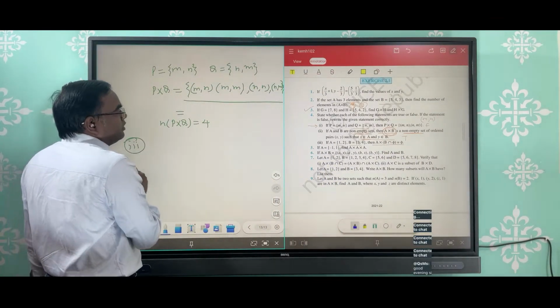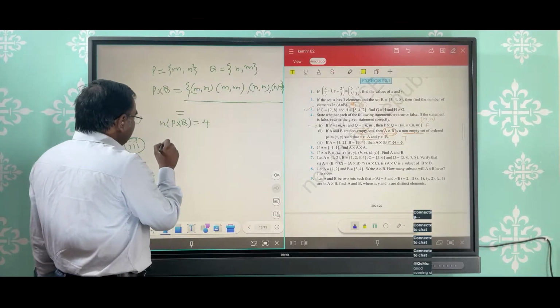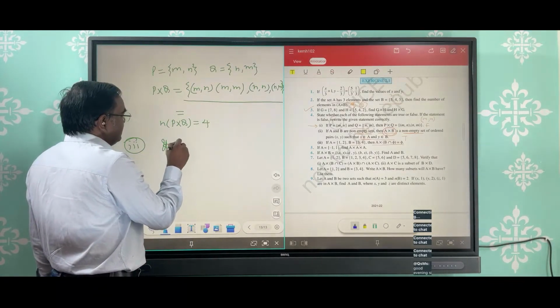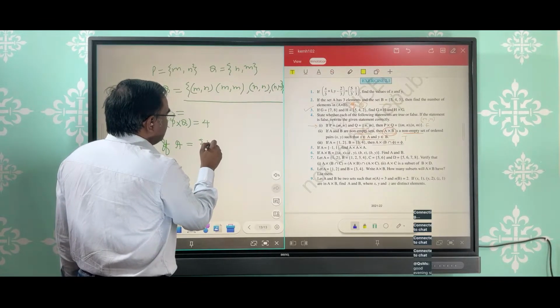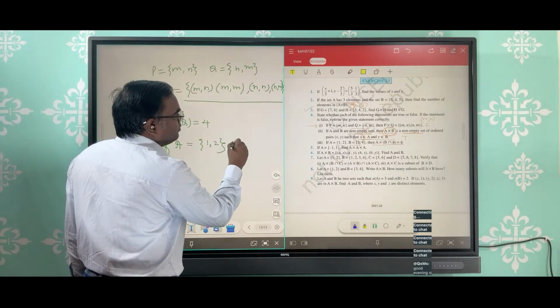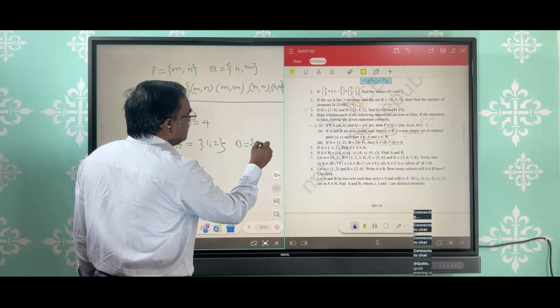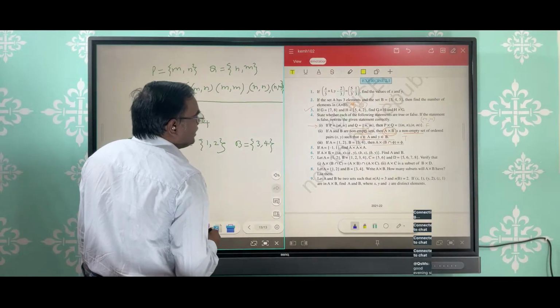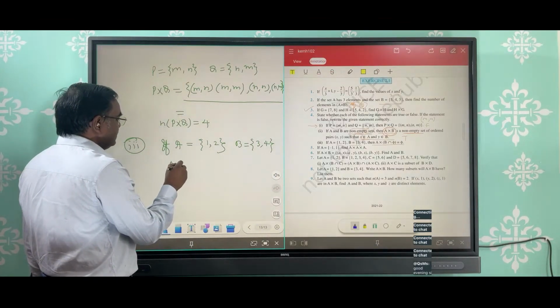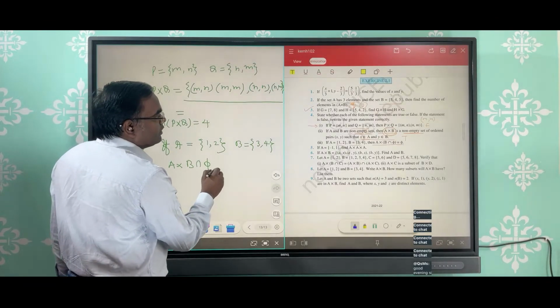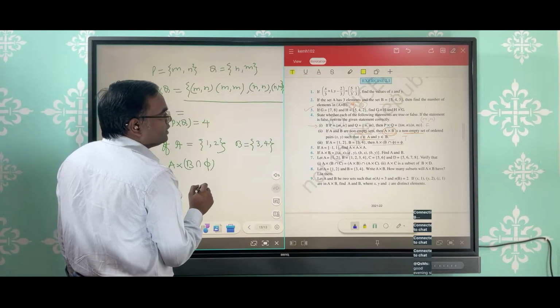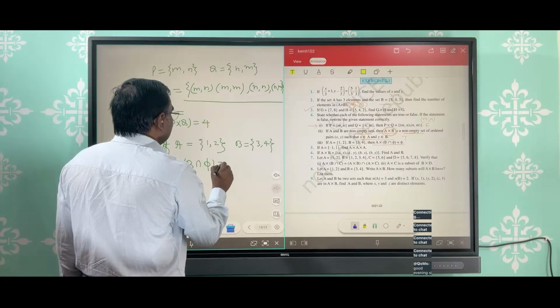What is this? If A is the set {1, 2} and B is the set {3, 4}, then find A cross (B intersection 5). Okay, prove that. You have to prove.